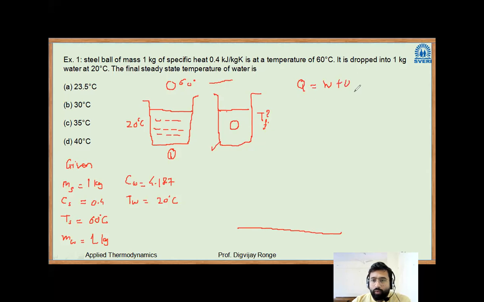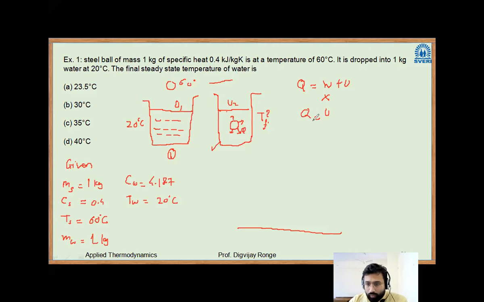Now, what is happening in this case? There is no work done. We are not doing any kind of work, right? Now Q, what will the Q be? Q will be the heat released by this ball. This ball will release some amount of heat, Q. And U is the internal energy of the system, the water. Initially, water had some internal energy, let us say U1. After receiving heat, it will become U2. So here, simply it will be Q is equal to delta U.